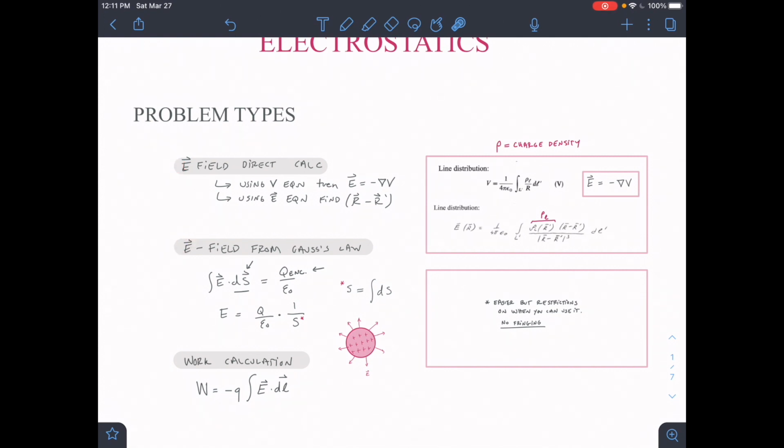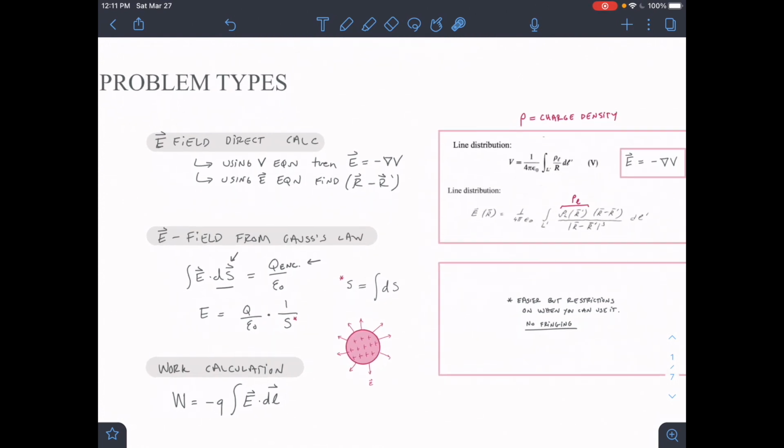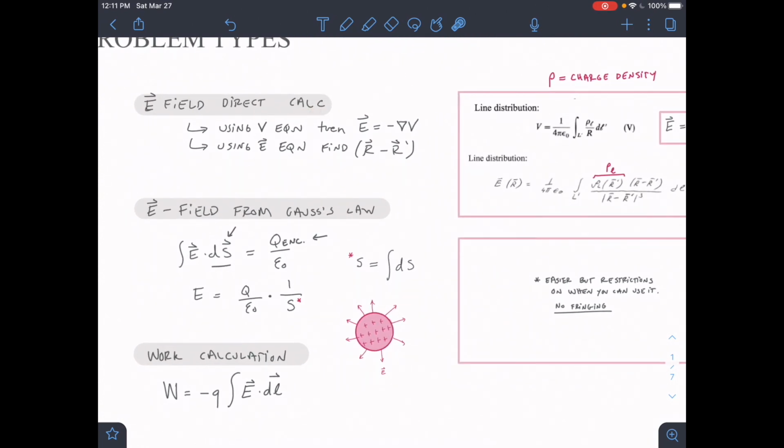Okay, so what is the difference between direct calculation and Gauss's law? Well, direct calculation, you can always use it, but usually it's mathematically more complicated. Gauss's law is limited in when you can use it, but it's typically mathematically a lot simpler. So what we're going to look at, at a high level, is how to approach the direct calculation for E-fields, and then when you can or cannot use Gauss's law. So that's the point of this video.